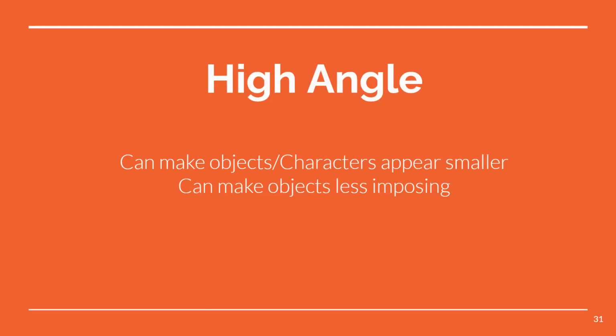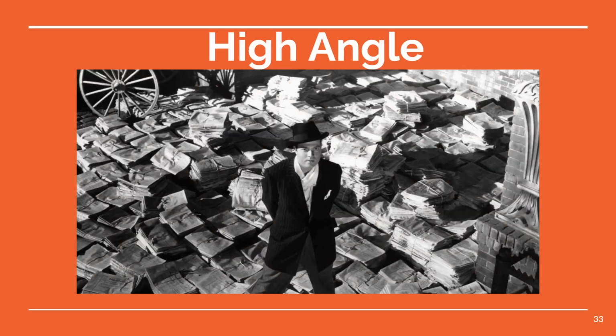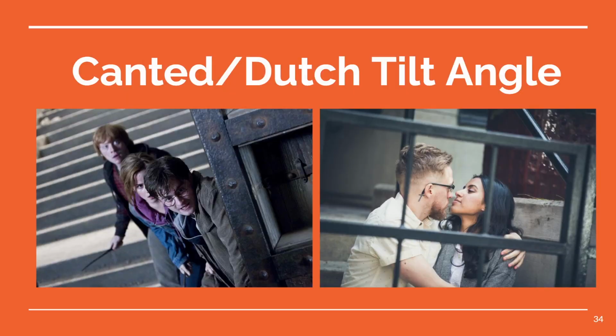So high angle can make objects or characters appear smaller and less imposing, right? So sometimes you'll hear this as the bird's eye view or God's eye view, that we're so high and kind of looking down, but characters can become smaller when we're up high. Now, much like everything else, there's no hard and fast rule to when you have to use this. You can make a character look small many different ways. So it's about utilizing the tool of photography, cinematography, videography, however you want to put it, and knowing how the audience reacts to shots like this.